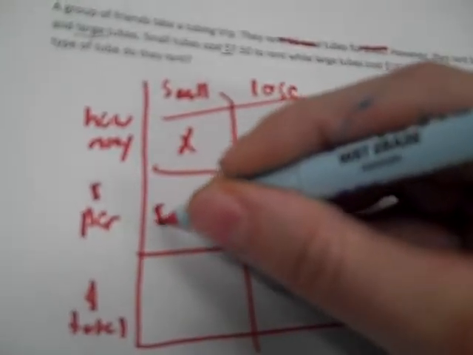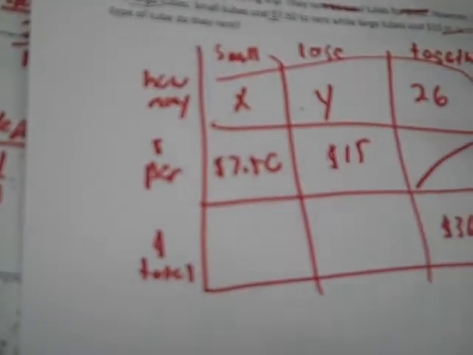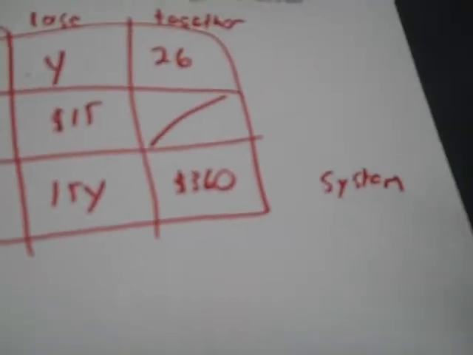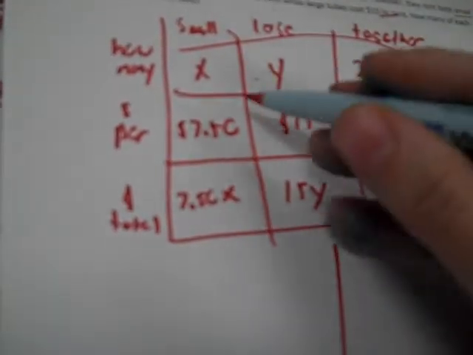Okay, our money amount. So the smalls, what's the money amount for smalls? 7.50 and then 15. Okay, so x multiplied by 7.50 is just 7.50x. Y multiplied by 15 is 15y. Okay, you're going to need a system here because there's 2 different variables in the table. So I make my table. Okay, so my system consists of 2 equations.